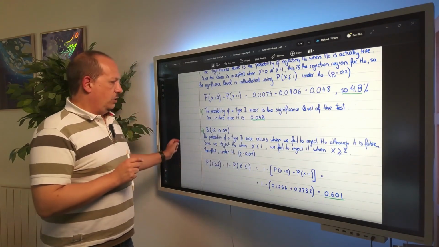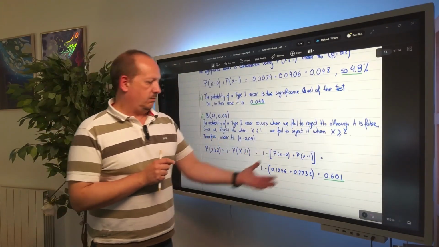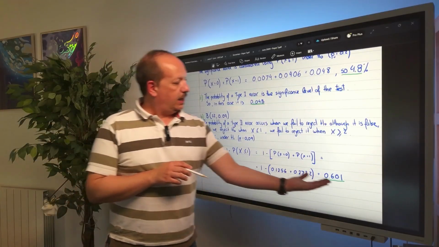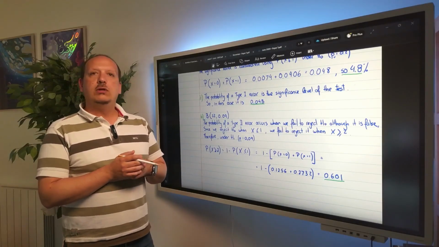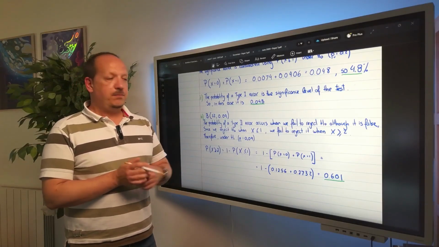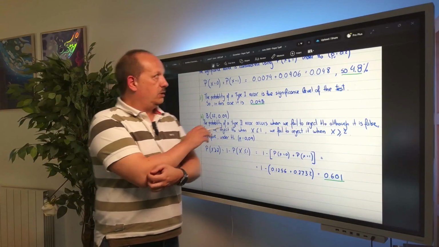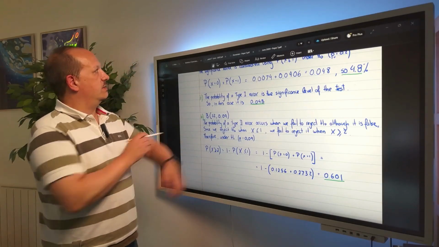You do that, calculate, again, I'm not showing the calculation, I have here the probability is going to be about 60.1%, okay? The probability of a type 2 error under these new circumstances.